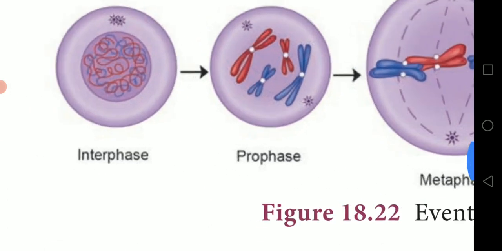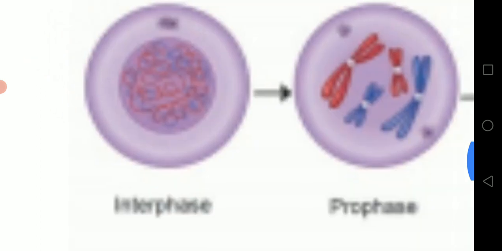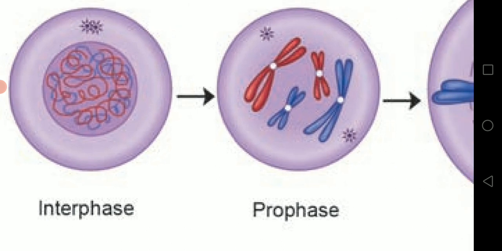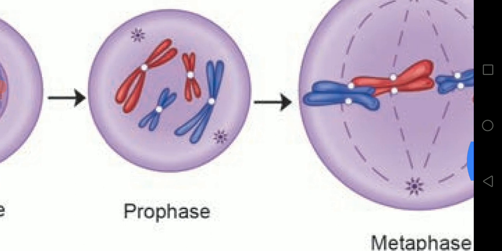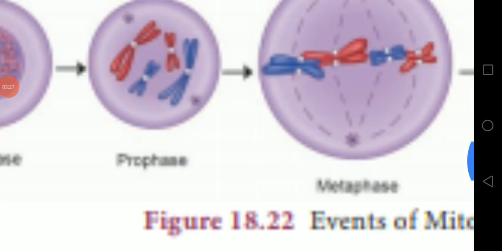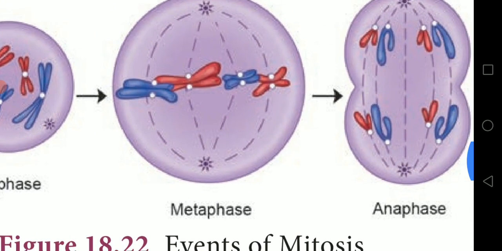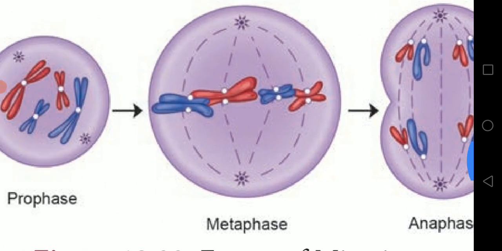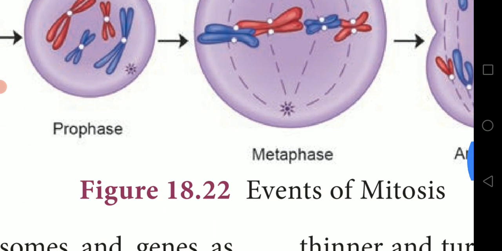The stages of mitosis. The first one we call interphase. I'll tell you the diagram events one by one. The next one is prophase, and the next one, metaphase, and anaphase, and telophase. So these are the events of mitosis.